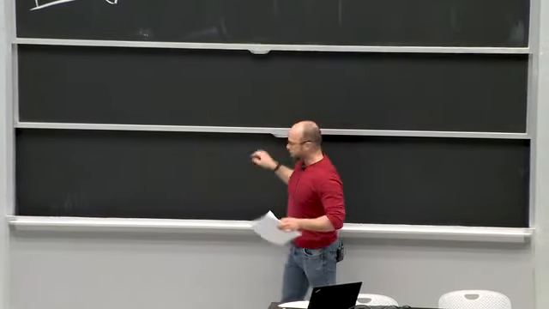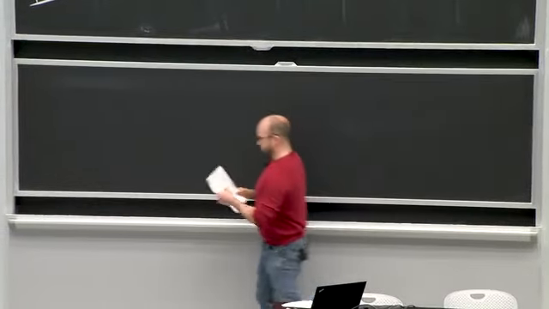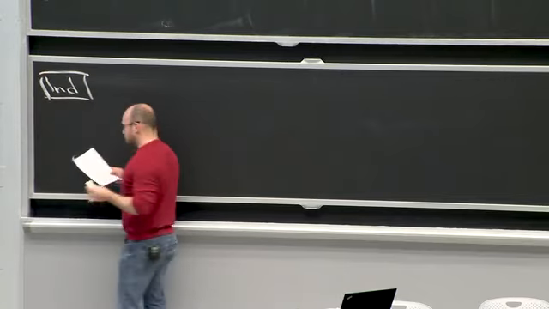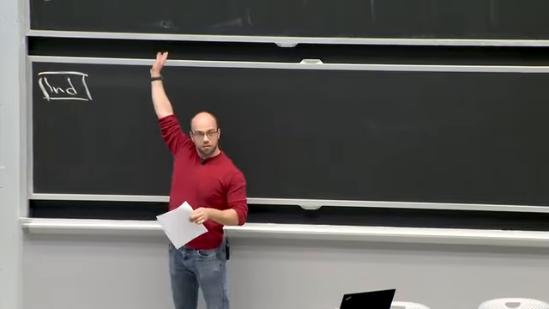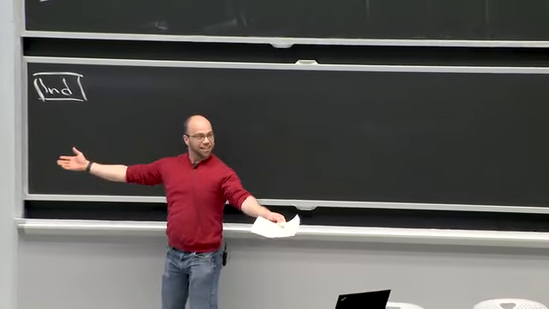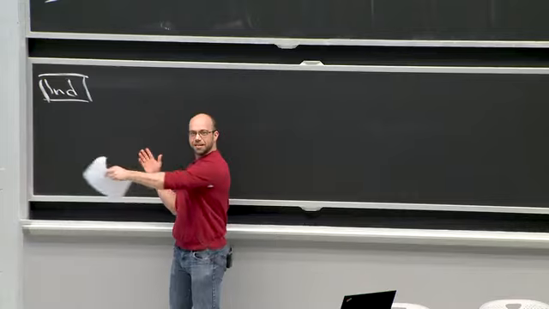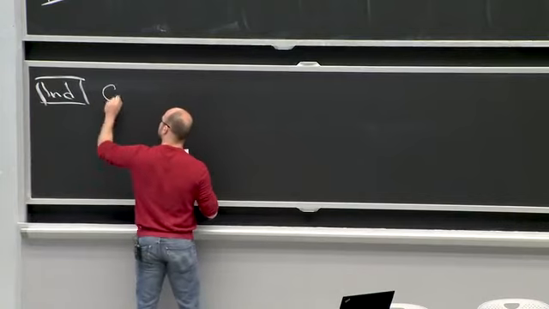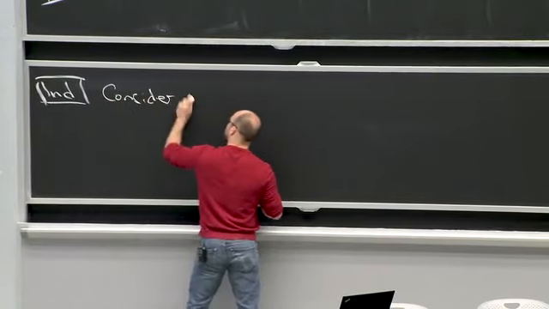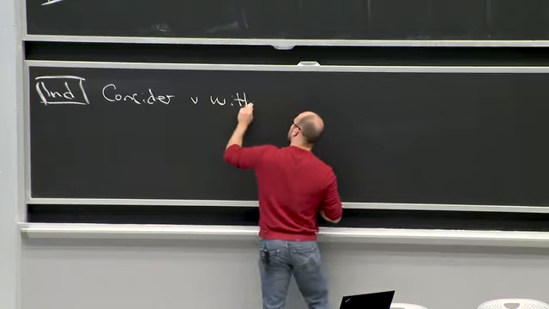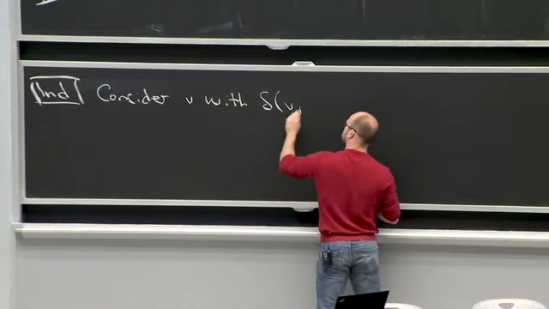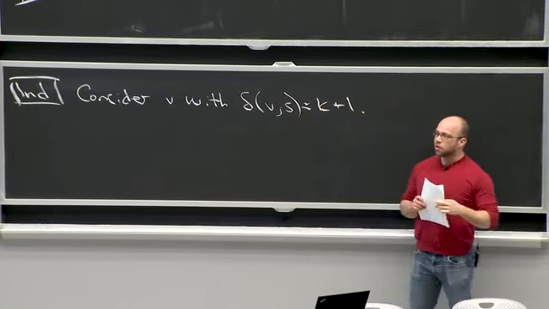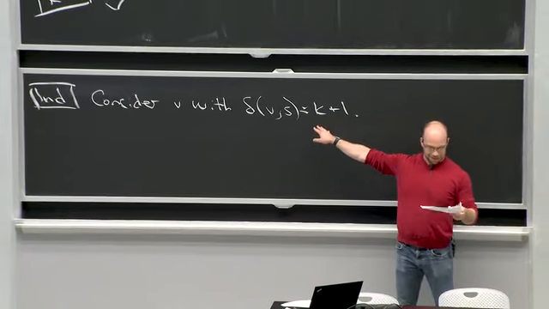So now we have to do our inductive step. So what does that mean? We're going to assume that our statement is true for all nodes within a distance k, and then we're going to prove that our statement is true for all nodes within a distance k plus 1. Okay? So let's do that. Let's consider a vertex v that's distance k plus 1 away. So in other words, the distance from the source to v is equal to k plus 1, right? And what's our goal? Our goal is to show that the parent of v is set correctly.